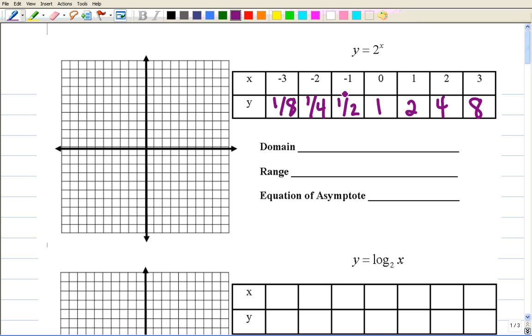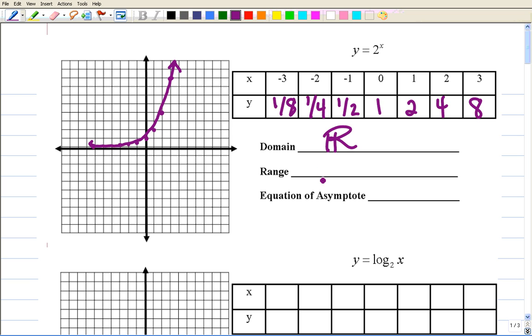Okay, so then let's go ahead and plot these points. Okay, there we go. And notice that these points over here, you kind of have to start estimating when the fractions are getting really small, with an 8th or a 4th, anywhere in there. Afterwards, it'd be a 16th and a 32nd, but this is good enough. Okay, so for the domain, we can raise 2 to any power. So the domain for this is all real numbers.